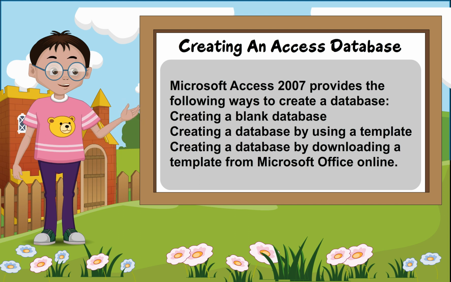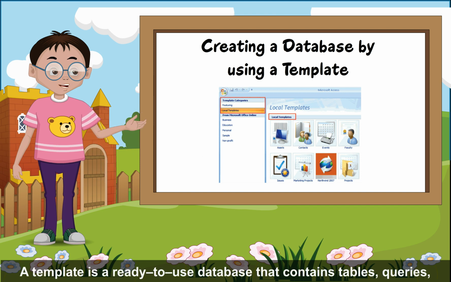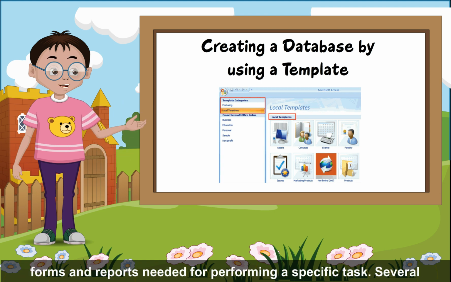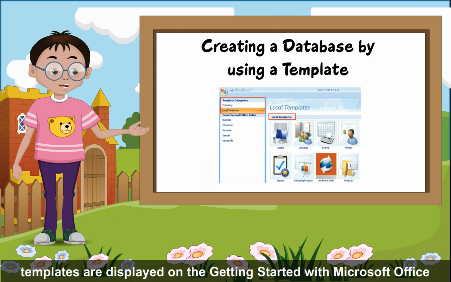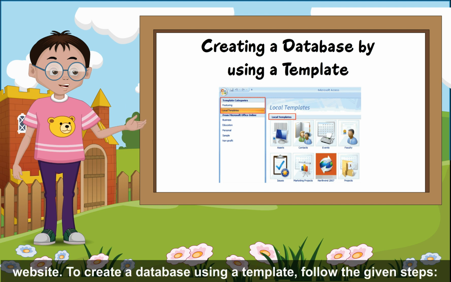Creating a blank database, creating a database by using a template, creating a database by downloading a template from Microsoft Office Online. Creating a database by using a template. A template is a ready-to-use database that contains tables, queries, forms, and reports needed for performing a specific task. Several templates are displayed on the Getting Started with Microsoft Office Access page. You can also download templates from the Microsoft Office website.